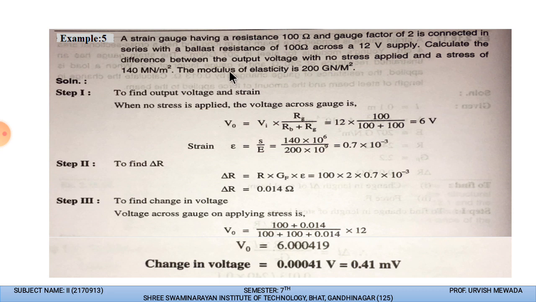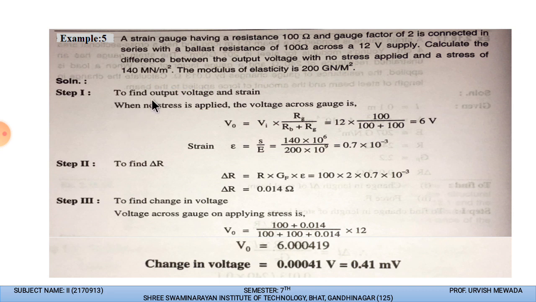Calculate the difference between the output voltage with no stress applied and a stress of 140 meganewton per meter square. Means we need to calculate the difference between the output voltage whenever the stress is applied and whenever the stress is not applied. The applied stress is 140 MN per meter square. The modulus of elasticity which is given is 200 GN per meter square. So let us find out step number one.